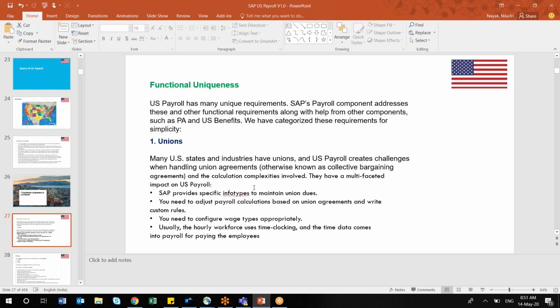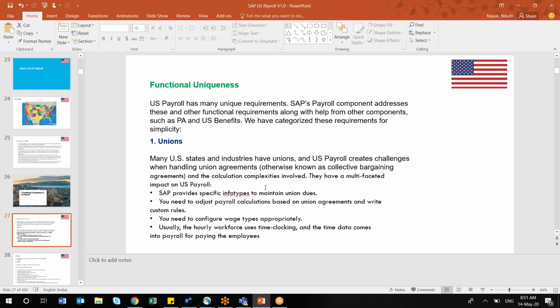Okay, thank you. So from an SAP point of view, these are the things you have to understand. From a union point of view, SAP provides specific infotypes, like for union dues. Suppose there are union dues, how do you maintain them? We have targeted specific infotypes for that, and we'll be seeing that. For adjusting for any union agreement, you can build your custom rules.